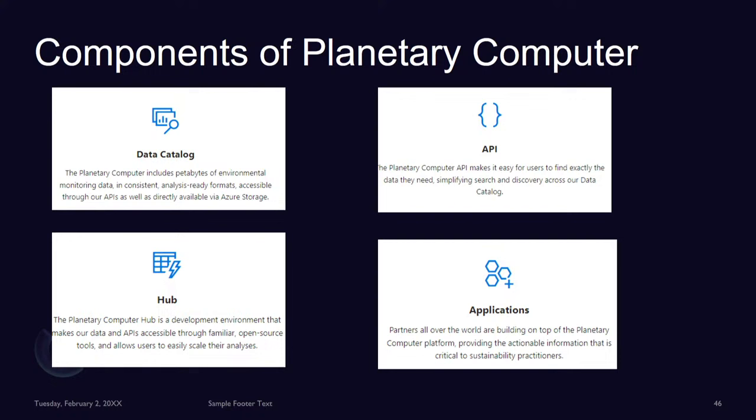These are the various components of Planetary Computer. It has a data catalog, which contains details of all data, and the Planetary Computer Hub, which is the development environment that makes data and APIs accessible through familiar open source tools and technologies. Then there are applications, a lot of which different users have developed using Microsoft Planetary Computer. Plus it offers APIs as well. The Planetary Computer API makes it easy for users to find exactly what data they need, simplifying search and discovery across the data catalog. It offers APIs for searching, or filtering, the entire data catalog.